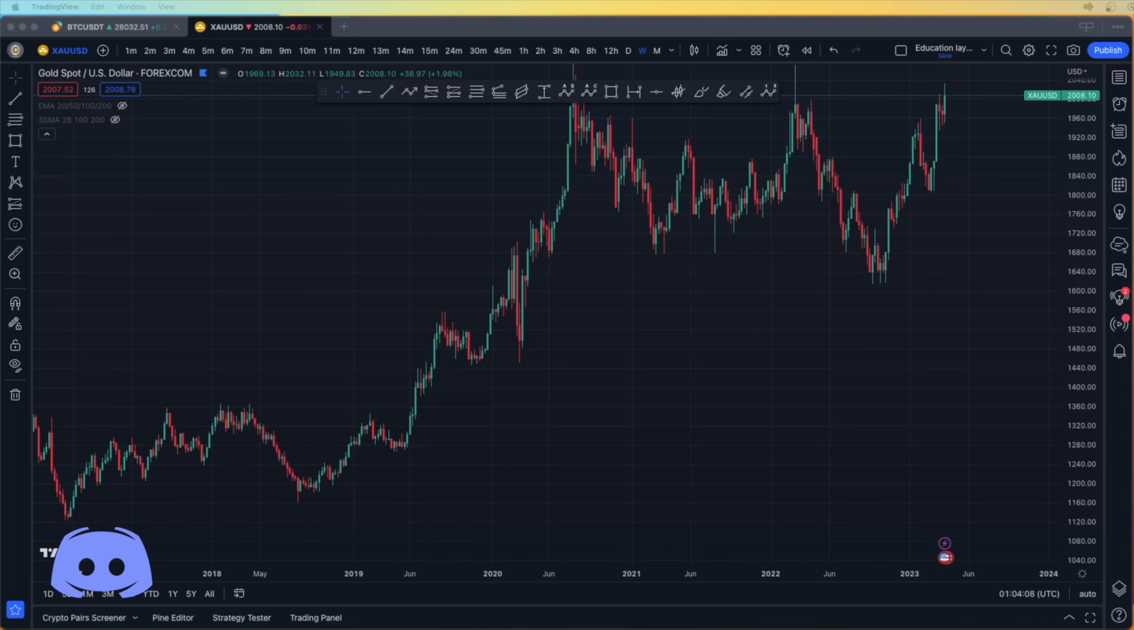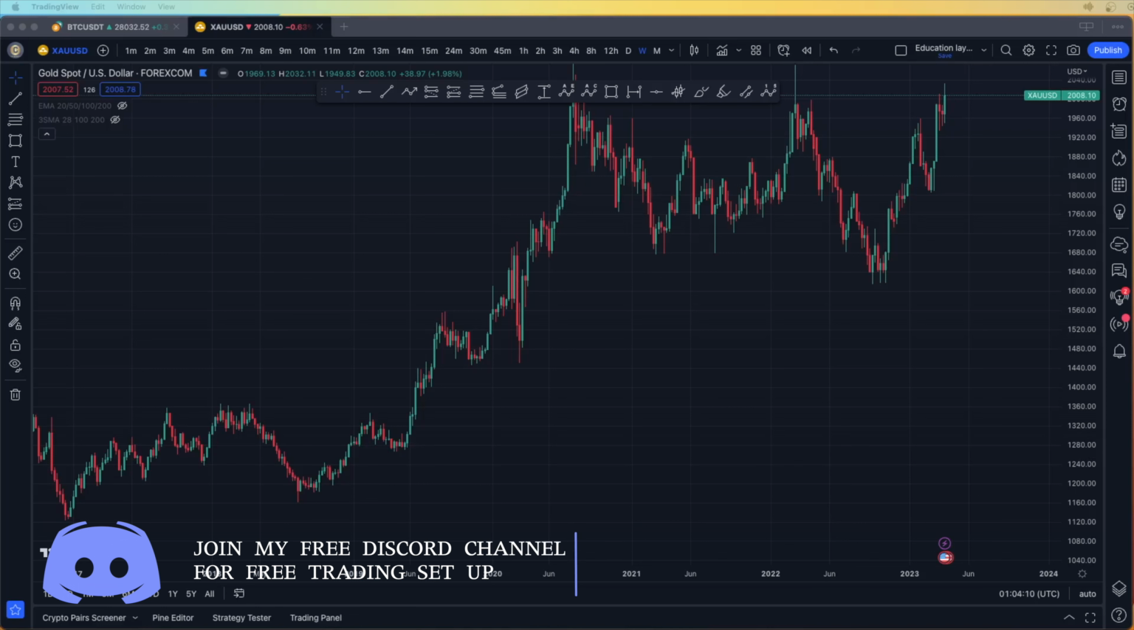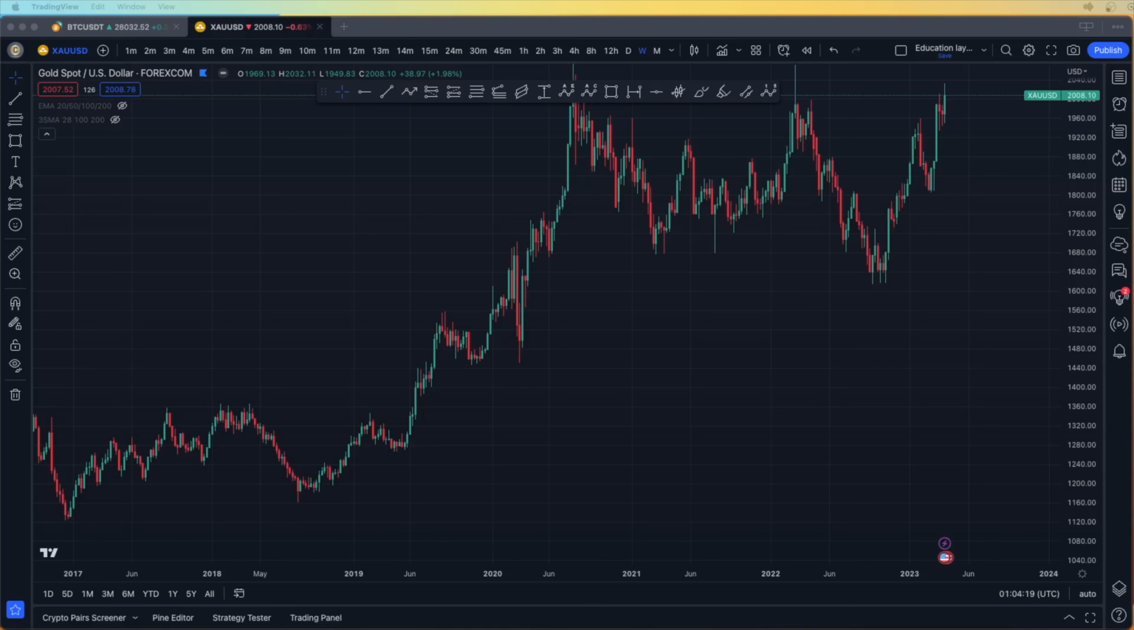We need to identify the key area of the support. We need to understand the sentiment of the market, and this does not happen with the indicator. An indicator is not predicting the future of the market.